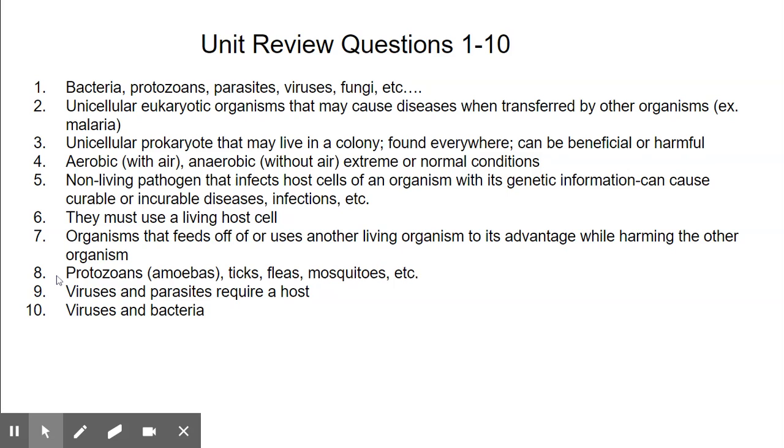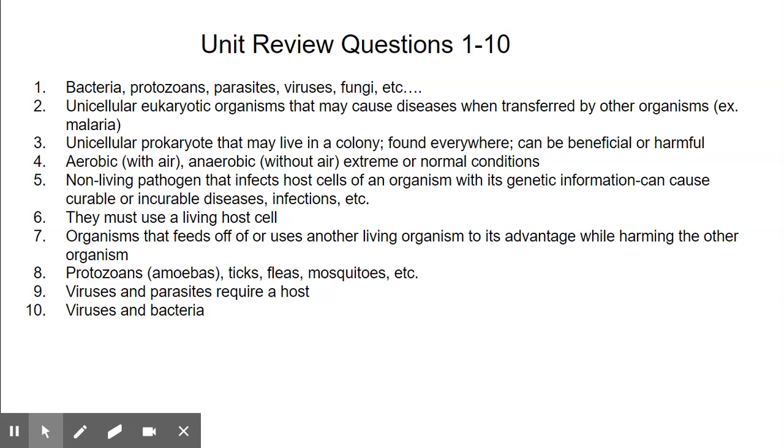Number 8, 3 examples of parasites that may cause an illness. Protozoans, such as amoebas, right? We talked about flesh-eating and brain-eating amoebas in class. Ticks, which can transmit Lyme disease. Fleas, think about the Great Plague. Mosquitoes, again, West Nile virus, dengue fever, malaria, and so much more.